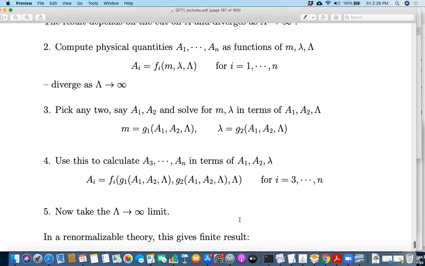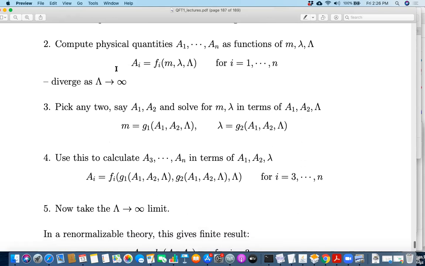Okay. So now what to do is that we want to express A3, A4, the other physical quantities, up to N, not in terms of M and lambda anymore, but in terms of A1 and A2. And the way you do it is that in the argument, wherever you had M, you replace it by G1 of A1, A2, lambda, which you have found by inverting these relations. Similarly, whenever you had lambda, you replace it by G2 of A1, A2, lambda. So this tells us how to express the physical quantities A3 to N in terms of two other physical quantities A1, A2. And in general, everything depends on capital lambda, which is a cutoff.